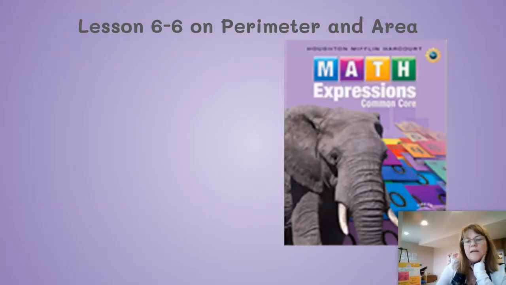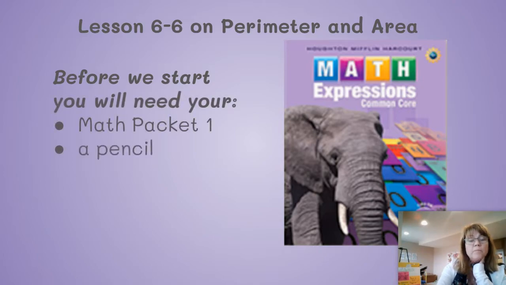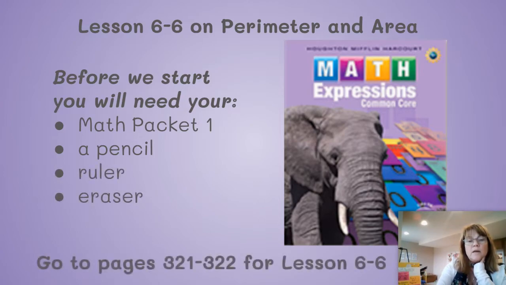We're going to start our next lesson in math. It's on perimeter and area, but we're going to talk about decomposing things. So first you're going to need your math packet number 1, a pencil, a ruler, and an eraser. And then we'll be going to page 321. If you need to pause the video right now, go do that and go get your supplies.